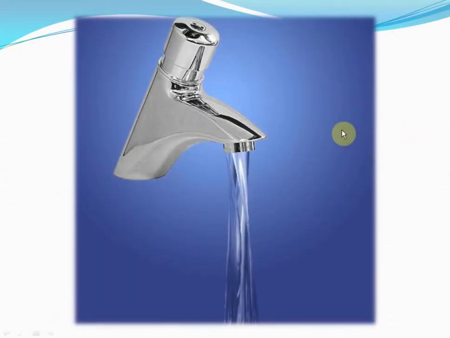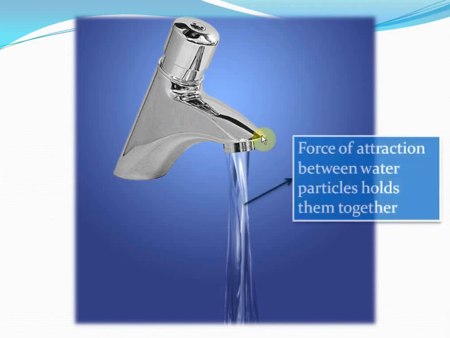Even water particles attract each other. Consider this water which is flowing from the tap. You can see that the water flows in a straight line, isn't it? It feels like it's almost a rope of water, a rod of water, which is coming out of this tap. That happens because the water particles attract each other.